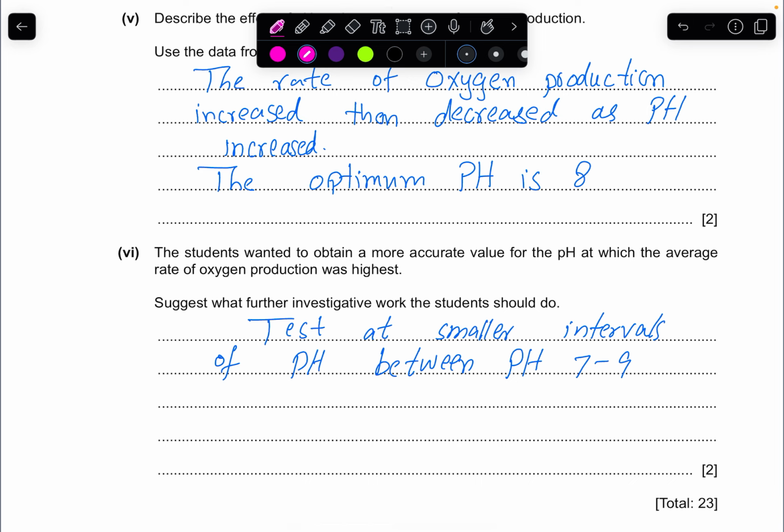The next question is, the student wanted to obtain a more accurate value for the pH at which the average rate of production was highest. Suggest what further investigation work the student should do. If he wants to obtain a more accurate value of the pH, so he should do this investigation again with smaller intervals of pH, between pH 7 to 9. Then he can obtain more accurate values of pH.